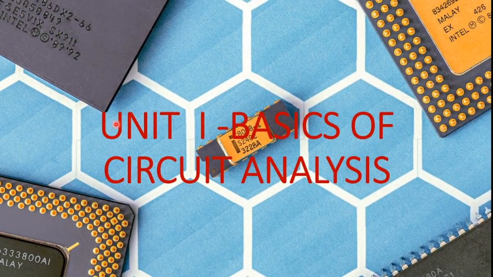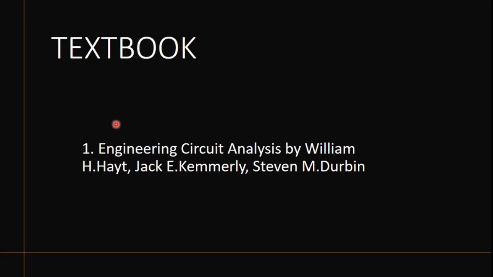So Unit 1, the name of the unit is Basics of Circuit Analysis. Let me start with this unit by telling the textbook that we are going to use. For the first unit, the book that is recommended in our curriculum is Engineering Circuit Analysis by William H. Hayt, Jack E. Kemmerly and Steven M. Durbin. This is the book that we use as reference for the topics related to Unit 1.